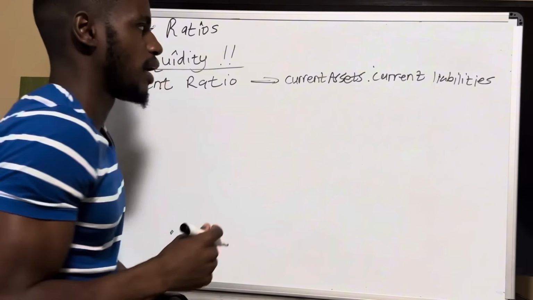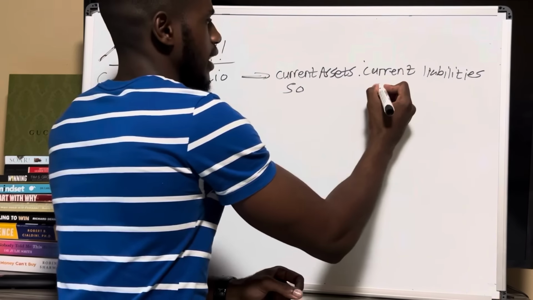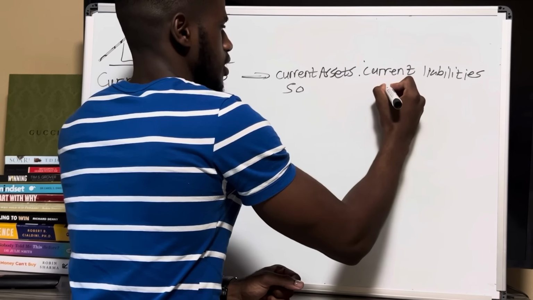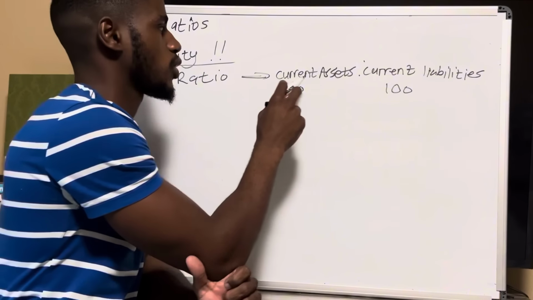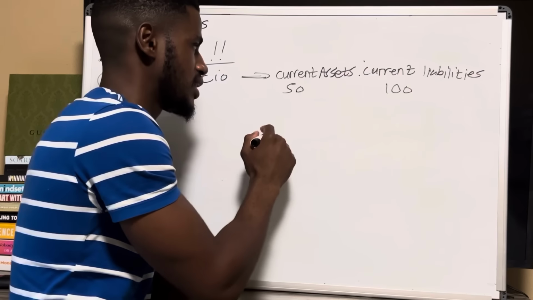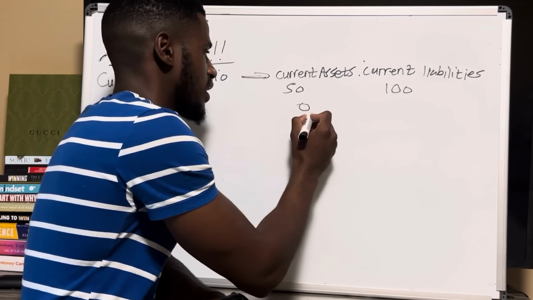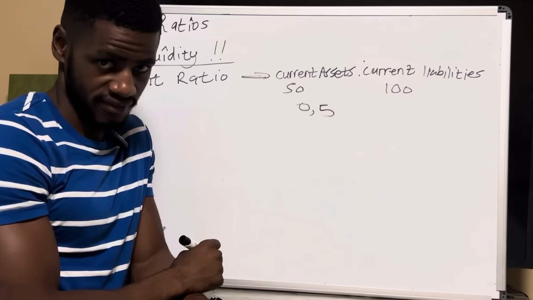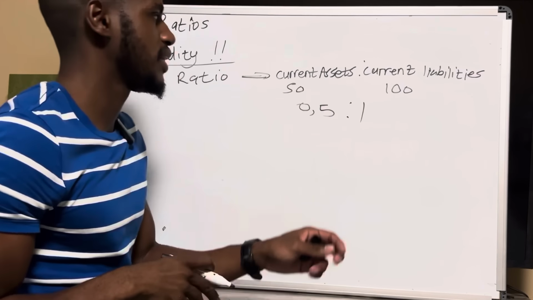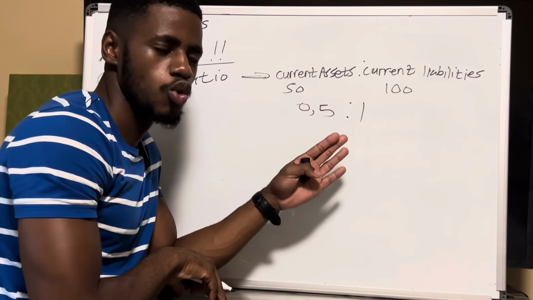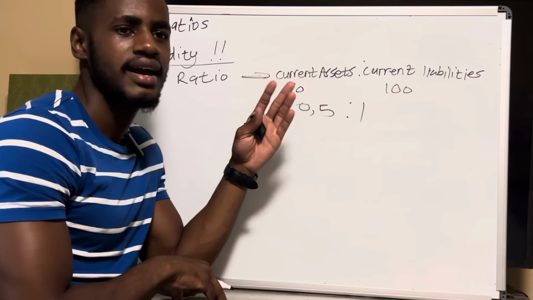So remember, now let's say our current assets is 50 and our current liabilities is 100. You take your current assets divided by your current liabilities. So it's 50 divided by 100, which gives us 0.5. Now the answer that you get, you equate it to 1. So it's 0.5 is to 1. For every 1 current liability, there is 0.5 current assets.